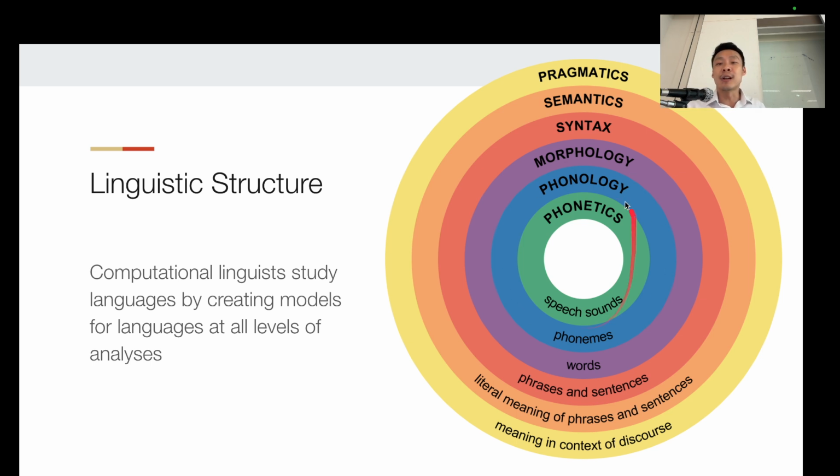And at the end, on the inside is sound, phonetics, and phonology. We will not talk about it in this class at all, but you could imagine the speech technology. When you talk to Siri, it will have this kind of model where they relate sound waves with a string somehow, right?